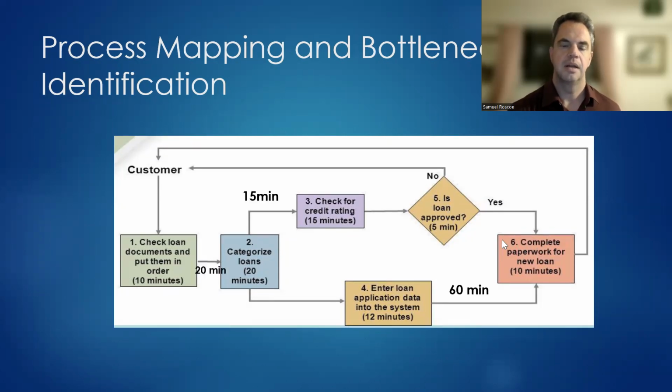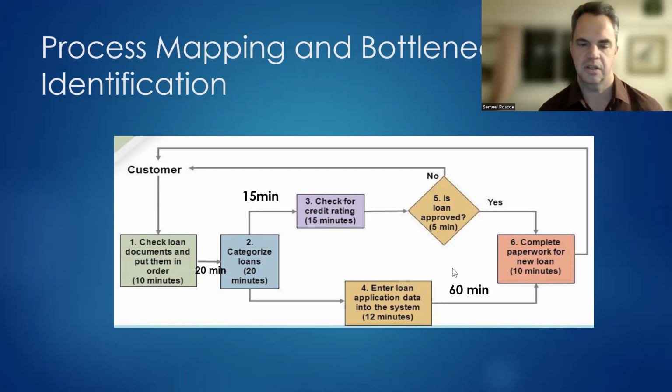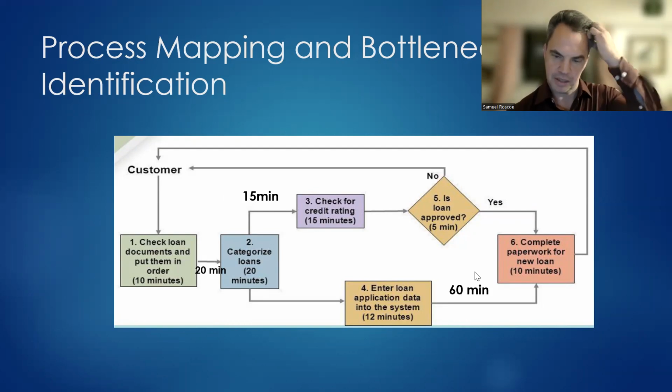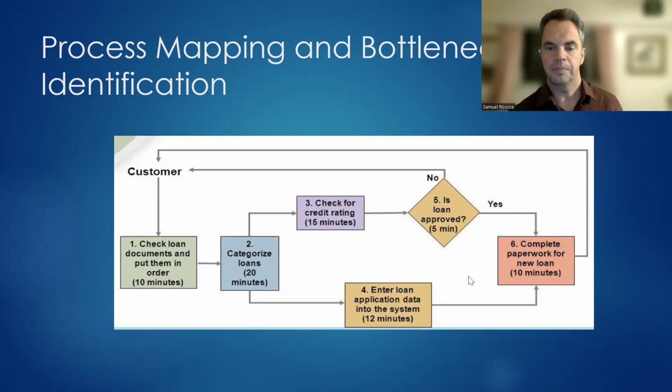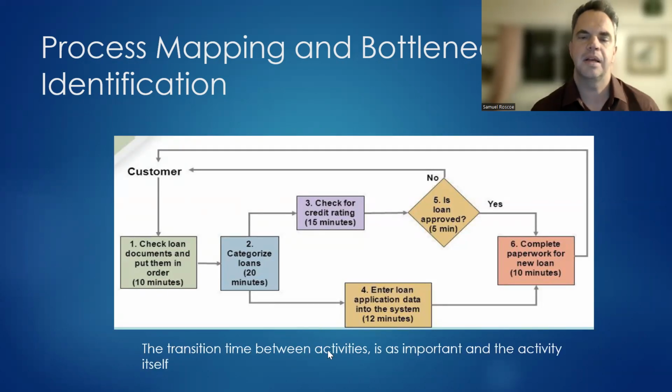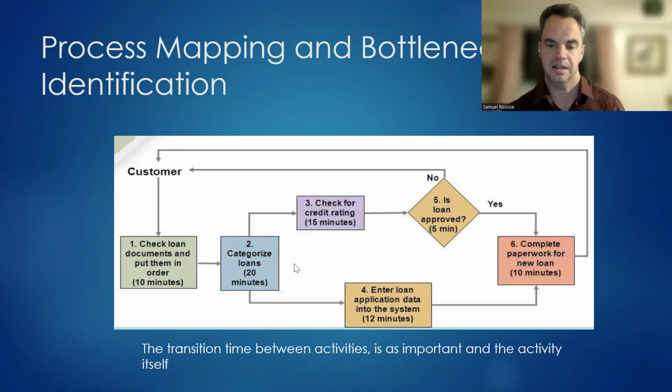So those are all the individual process steps. But the issue is that there might be buildup of time in between those individual stages. Here you can see that you have a 15-minute delay between categorizing the loans and checking the credit rating. Here, you're checking the loan documents and putting them in order and categorizing the loans for another 20 minutes. And then you might have another 60 minutes in between entering the loan data and completing the loan paperwork. So the transition time between the activities is as important as the activity itself.